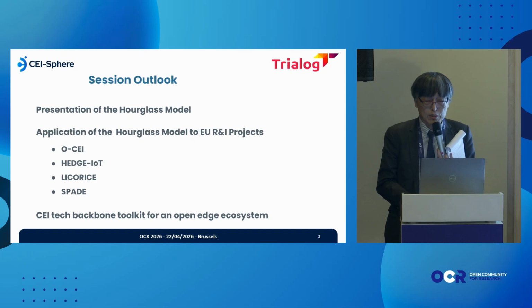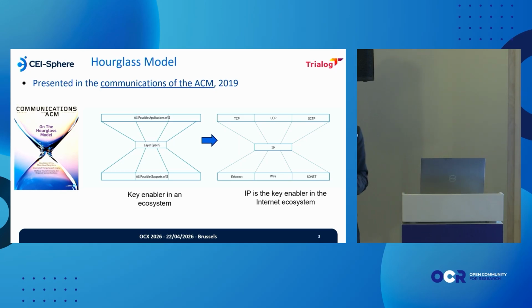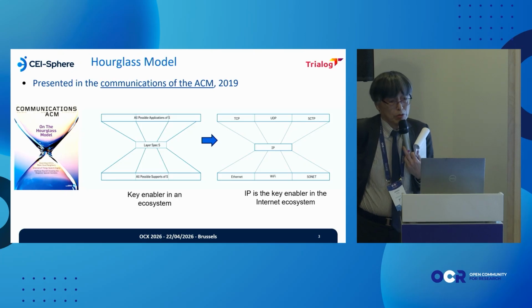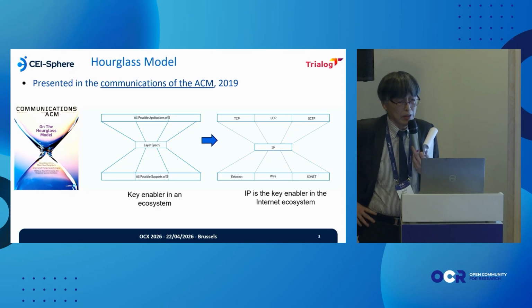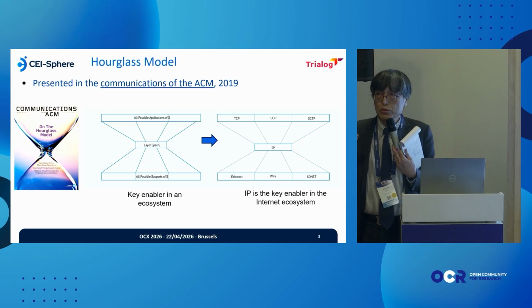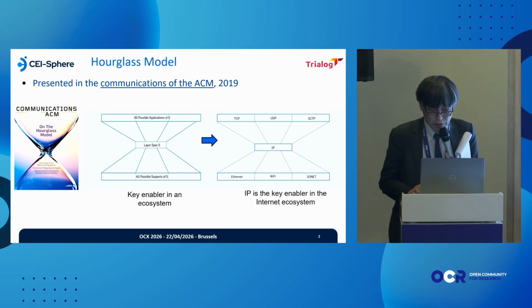We're going to show you what the Hourglass model is and see how it is being used in 4 projects. The Hourglass model was invented a long time ago, and there was even a paper published in Communications of the ACM in 2019 to show how you can use it to understand how you create the ecosystem and how the ecosystem will grow, okay? And 2 examples were used. One is IP, and the other one was Unix, okay?